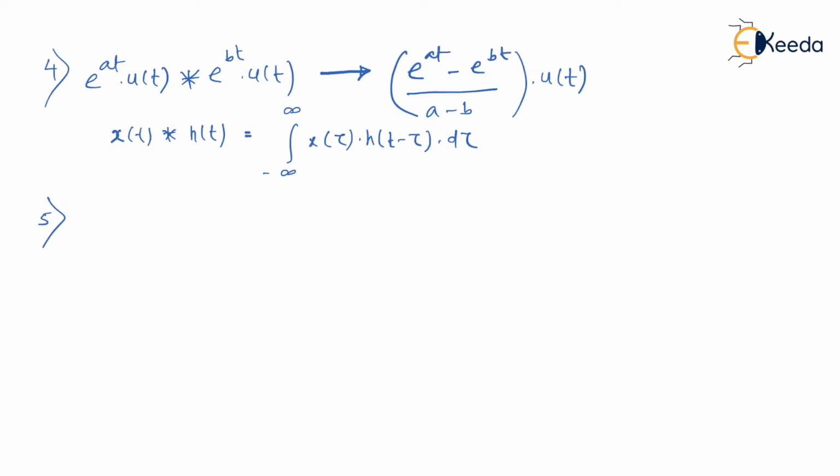I'll start with question number 5, which is e to the power at u of t convolved with e to the power at u of t. So the same signal is convolved with itself. We know that if I compare this question number 5 with standard question number 4, then to convert question number 4 into question number 5, the only thing I need to do is replace b with a.